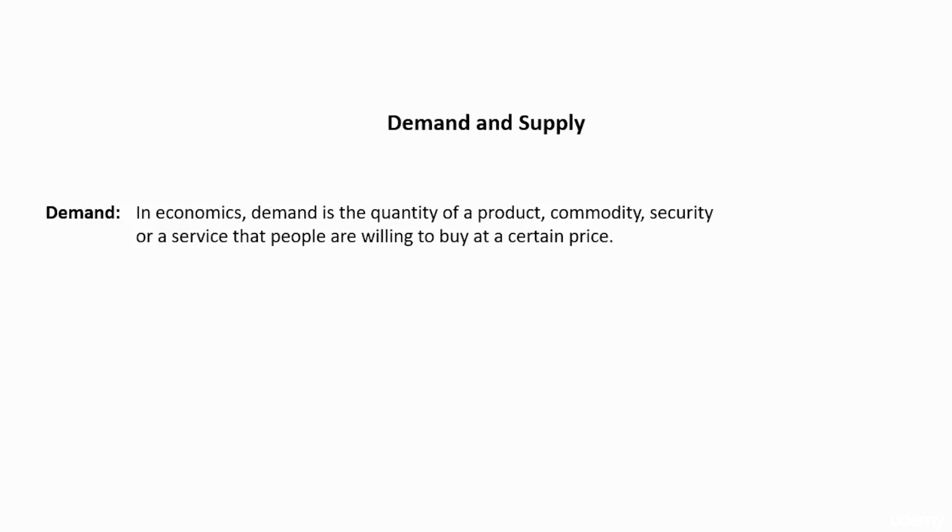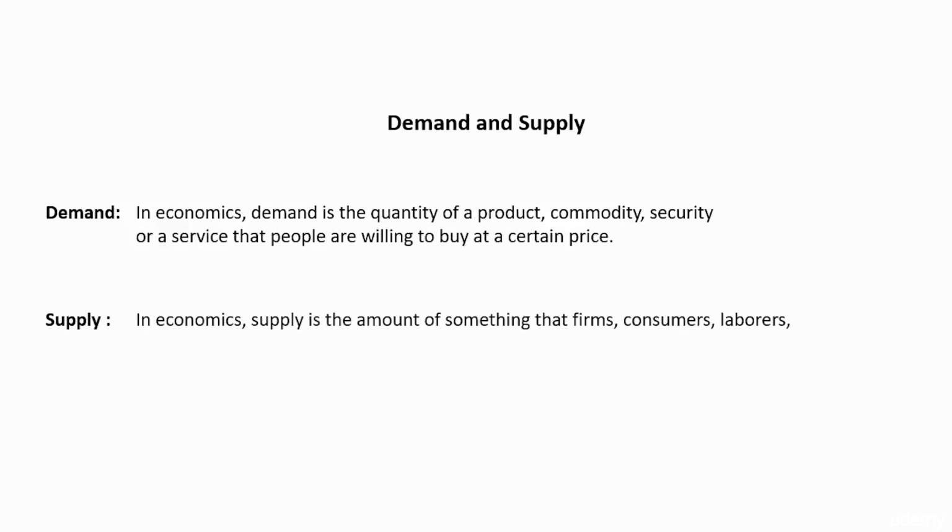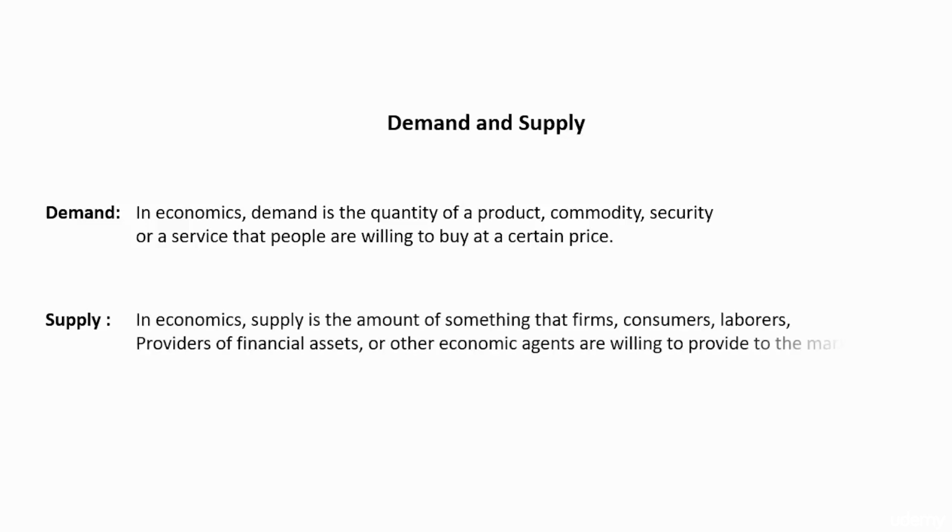On the other hand, supply is the amount of something that firms, consumers, providers of financial assets, or other economic agents are willing to provide to the marketplace. For example, for the demand of a jar of milk, a farmer would be willing to produce or supply a jar of milk at the price of $5.